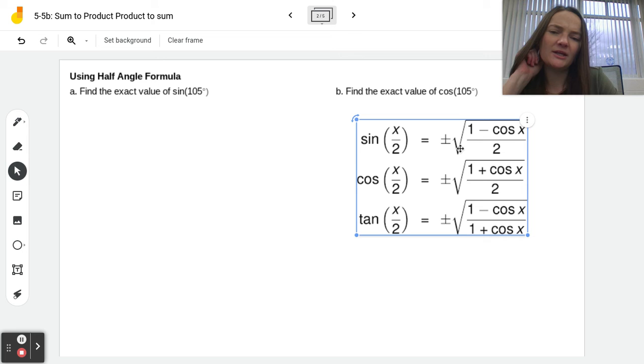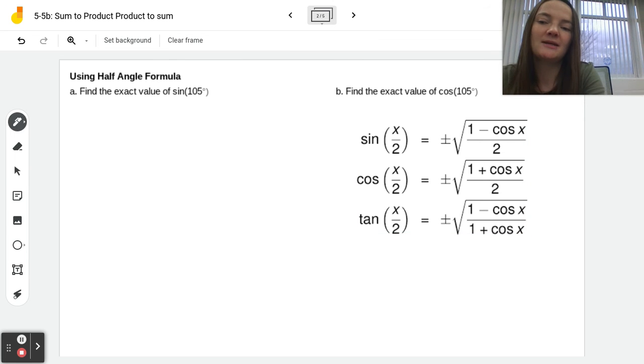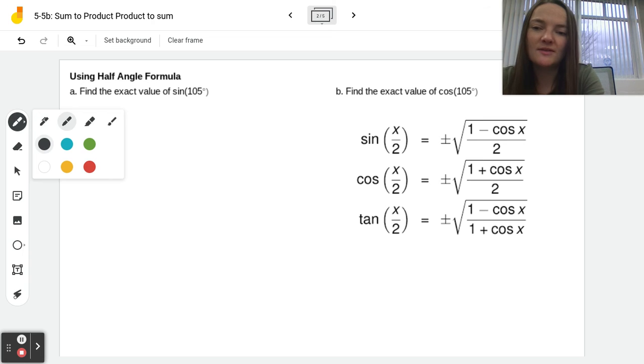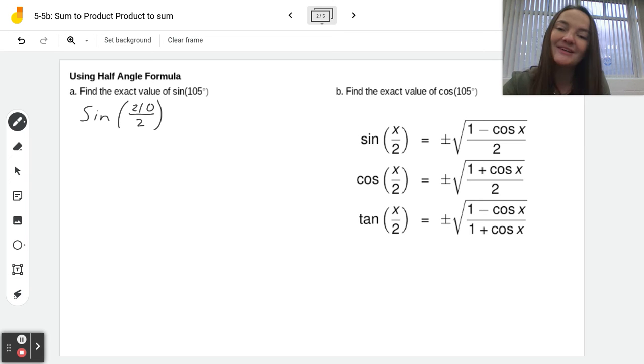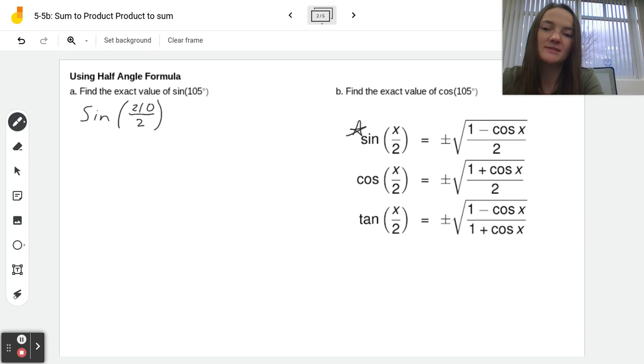Okay, so another way of writing 105 would be to double it and write it as 210 divided by 2. So the first thing that I'm going to do is rewrite this as sine of 210, which is twice 105, divided by 2, which is totally legal because 210 divided by 2 is 105. From there, I'm going to use the half angle formulas. I'm going to use this first one, sine.